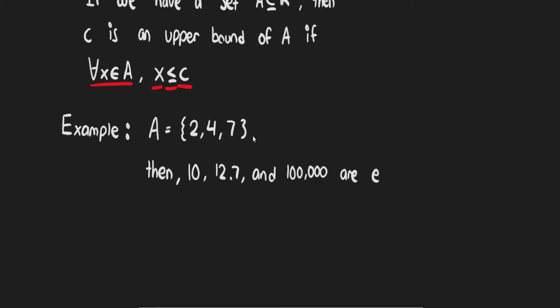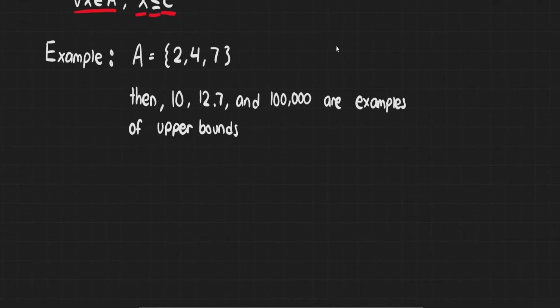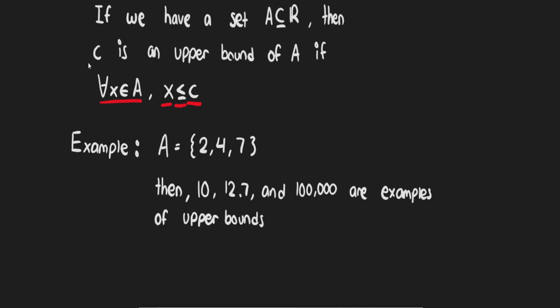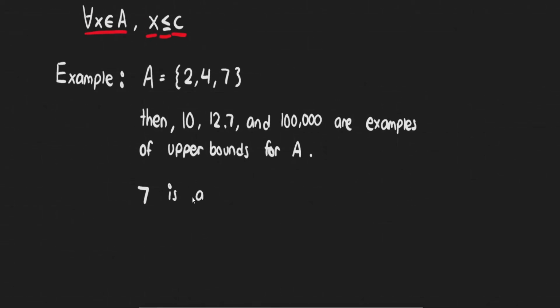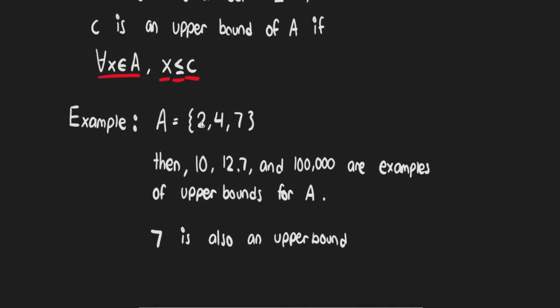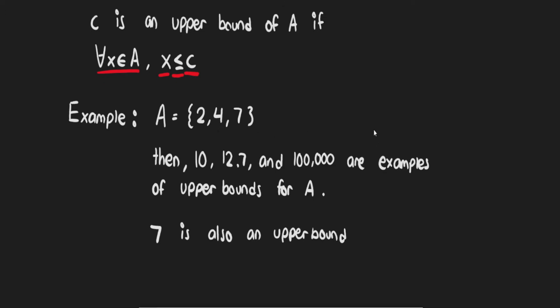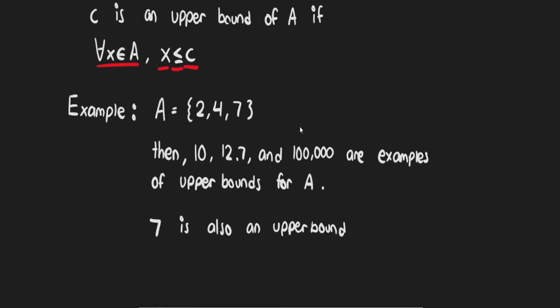Those are all examples of upper bounds, right? So just remember, an upper bound is not unique. Multiple numbers can be the upper bounds for the same set. 7 itself is also considered an upper bound, right? Because 7 is greater than or equal to 2, 7 is greater than or equal to 4, and 7 is greater than or equal to itself. So 7 counts as an upper bound.